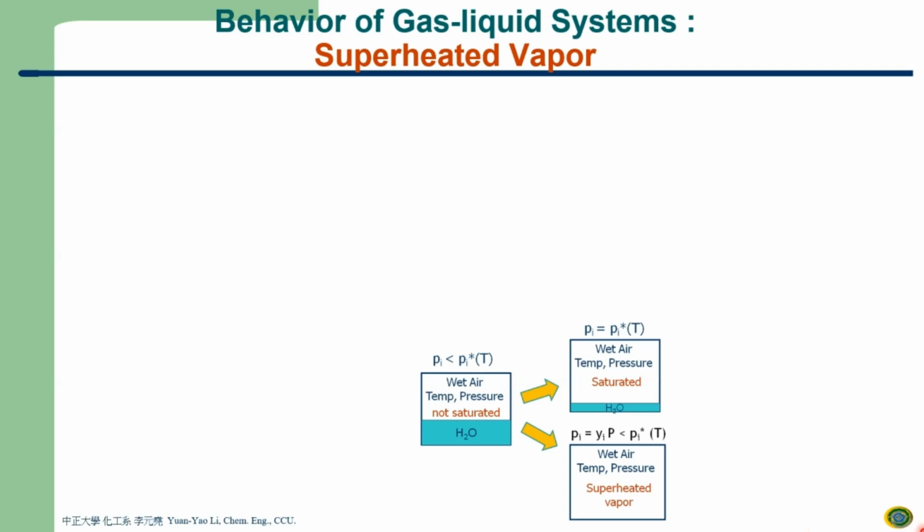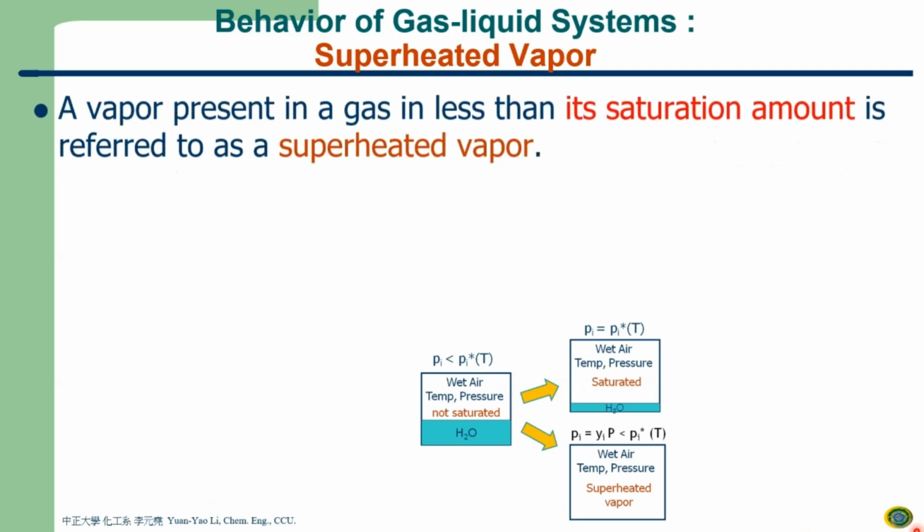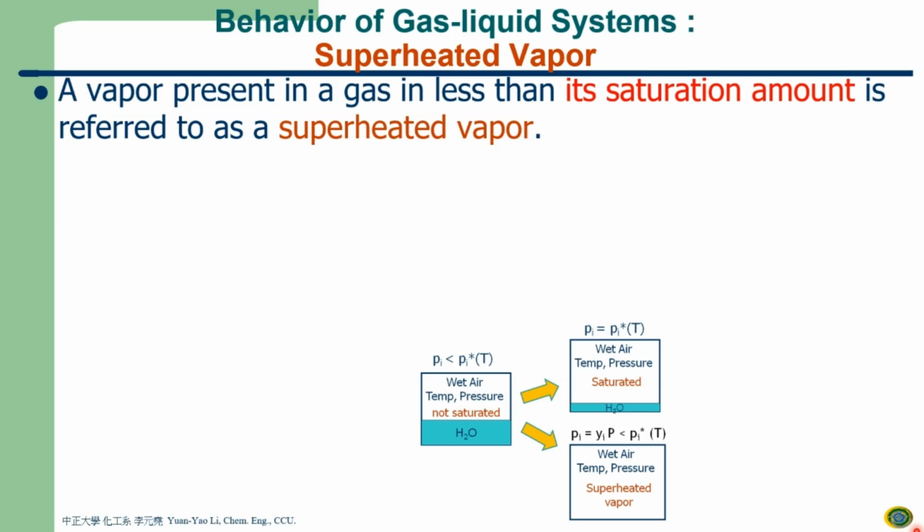So what is superheated vapor? A vapor present in a gas at less than its saturated condition. So this Pi will be less than Pi star. Okay? It's referred to as superheated vapor. So Pi will equal Pyi times P, less than Pi star as a function of T. So Dalton's law still applies. Why? Because this is equilibrium. This is thermodynamics. It's nothing to do with the time.